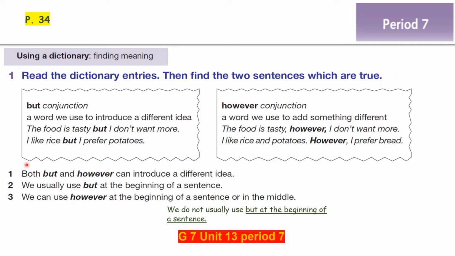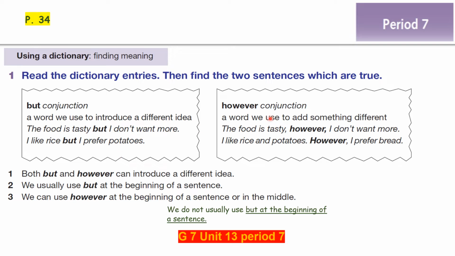Okay, let's read the first dictionary entry. But. But is a conjunction. But is a word we use to introduce a different idea. Okay, to introduce a different idea. Examples: the food is tasty, but I don't want more. The second example: I like rice, but I prefer potatoes.